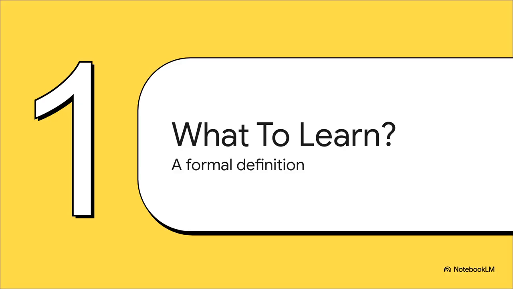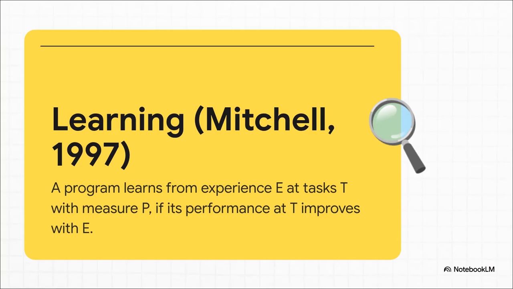Okay, first things first. What does it actually mean for a computer program to learn? And let's just forget the sci-fi images of conscious robots for a minute. In the real world, it's a very specific and surprisingly measurable process. Way back in 1997, a computer scientist named Tom Mitchell gave us this definition, and honestly, it's the bedrock for the entire field. It's not about magic, it's about one thing: measurable improvement.